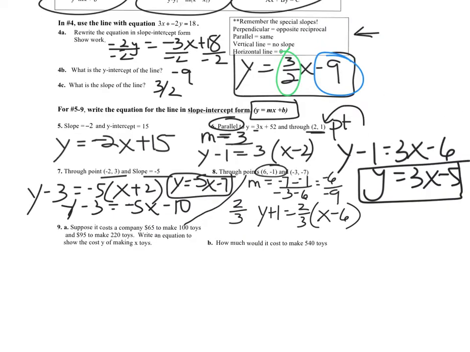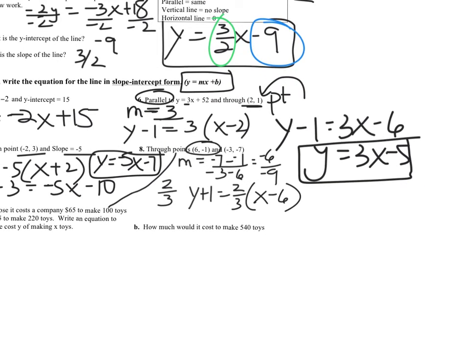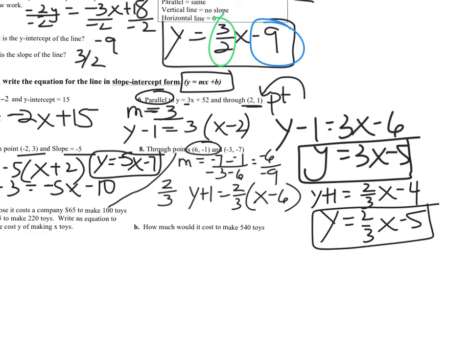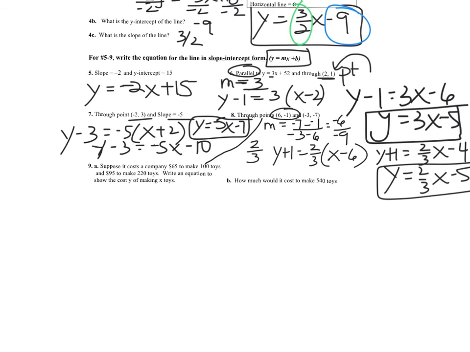And we still need to get this into slope-intercept form. So let's distribute the 2/3. So I have y plus 1 equals 2/3 x, and 2/3 times negative 6 is negative 4, and then subtract 1 to the other side. There it is.